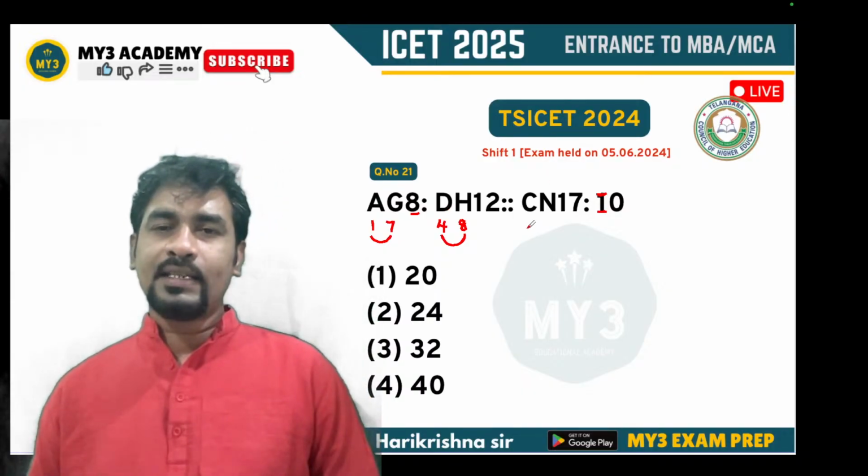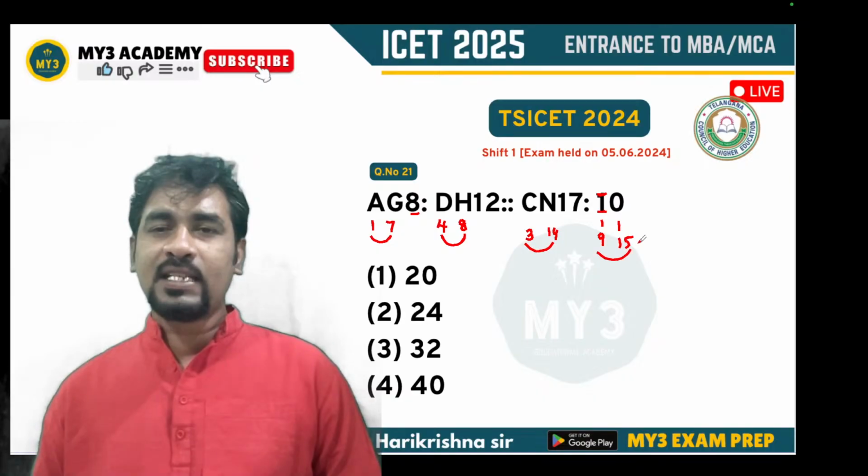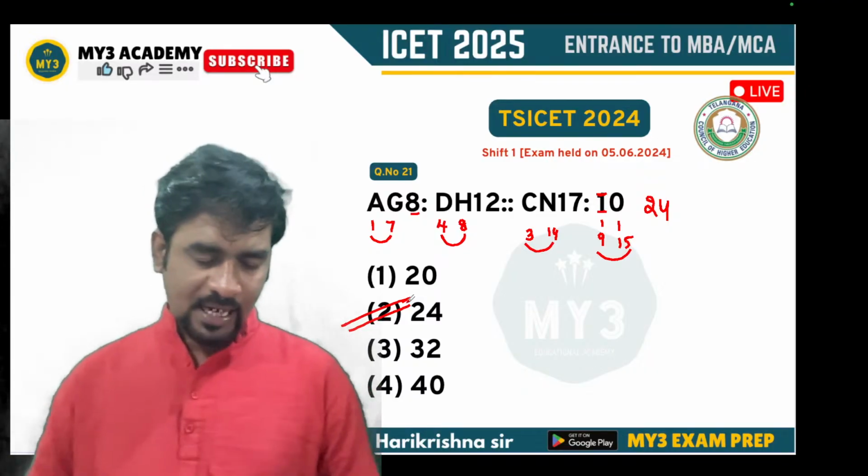So similarly, C is 3, N is 14, which is 17. So I is 9, O is 15. 15 plus 9 is how much? Which is 24. So the answer must be 24, which is available as option 2. You can mark it as an answer choice.